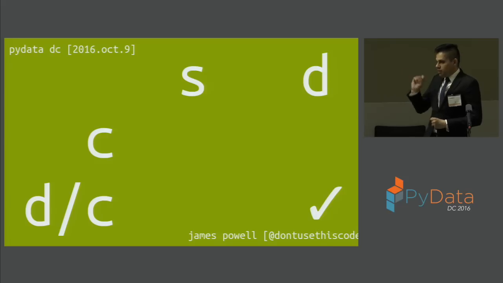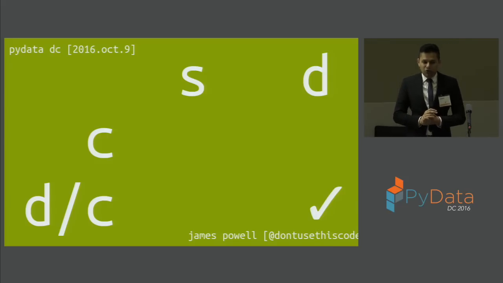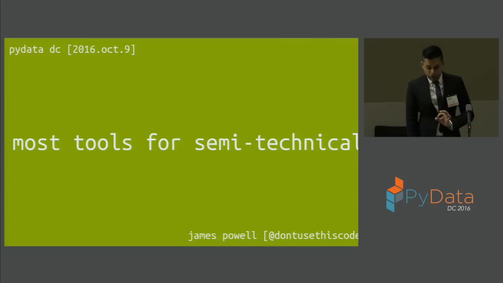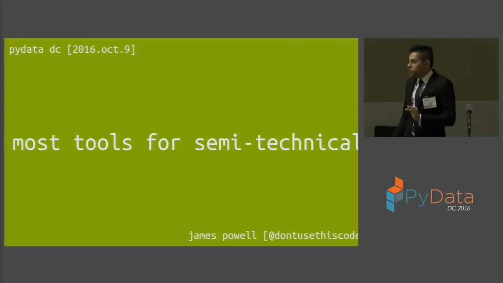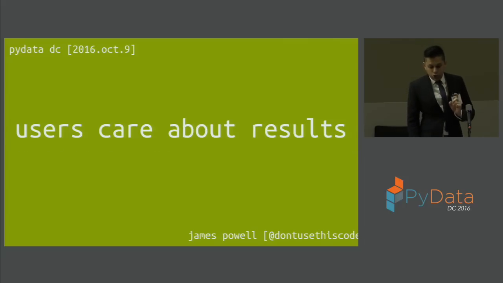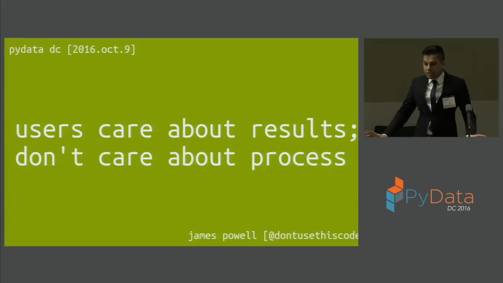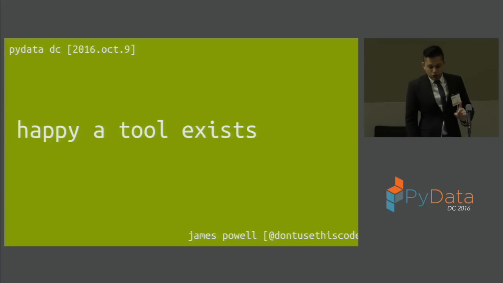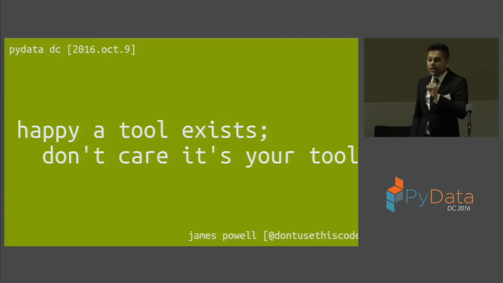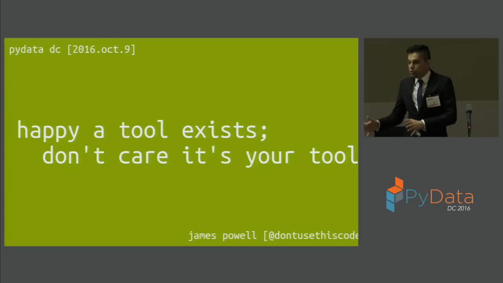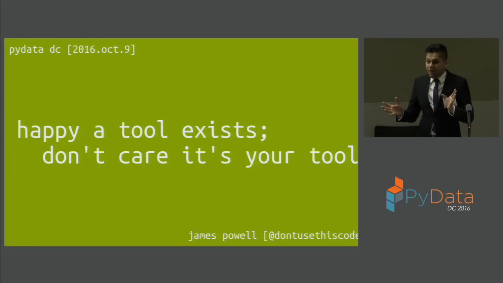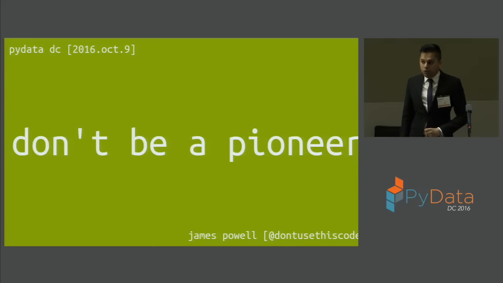If we were to look at the opposite corner of this quadrant, users who aren't very sophisticated and who don't care about this tool, this is something that we actually end up seeing very frequently in the tools that we have to build. Because this is basically every tool that we build for a semi-technical user. A user who cares about the results, but doesn't care about the process. This is a user that's happy a tool exists, but they don't care it's your tool. They'll use whatever tool gets their job done, but they don't care if it's your tool. They don't care if you did it in some fancy fashion. They don't care if you added a new abstraction. In fact, they would prefer that you not be a pioneer.